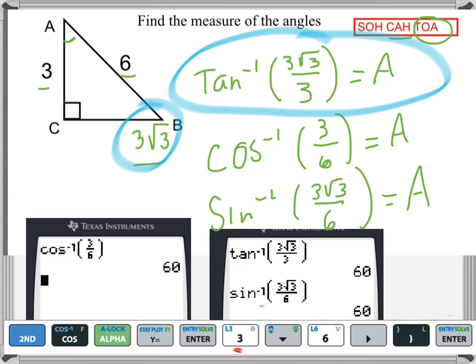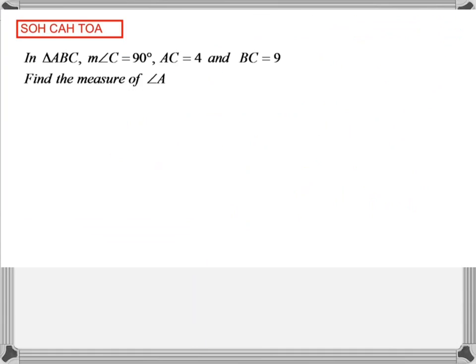Now let's say that 3 radical 3 wasn't an exact answer. You would want to use the ones that were given to you in order to find it. But since 3 radical 3 is exact, I could have used any of these ones. Okay, let's try a different problem here. So let's say that I had a right triangle. And this right triangle has, so let's see, I have a right triangle here.